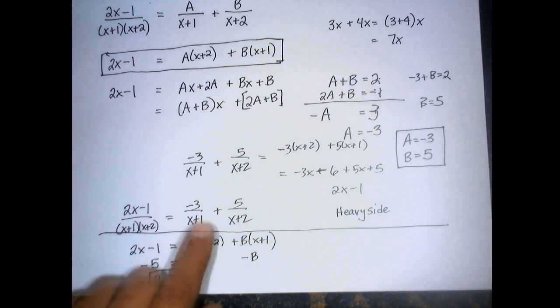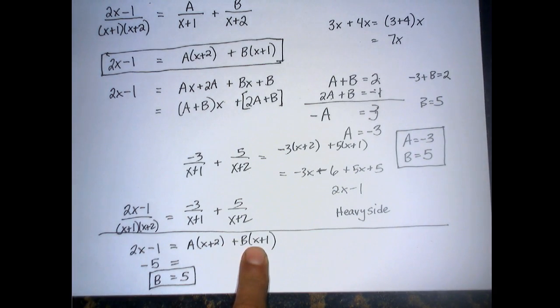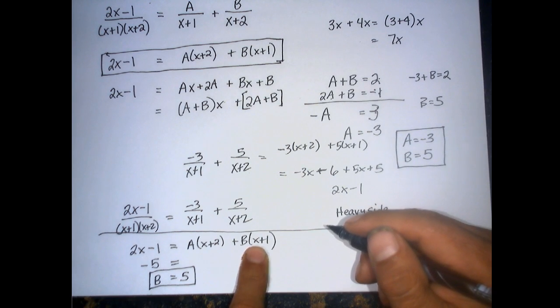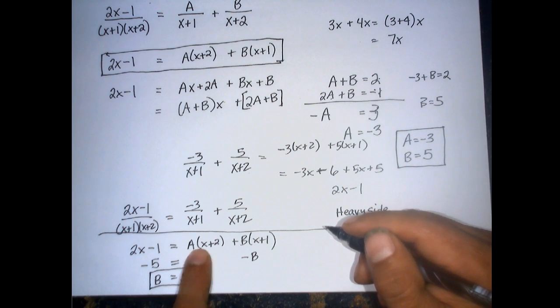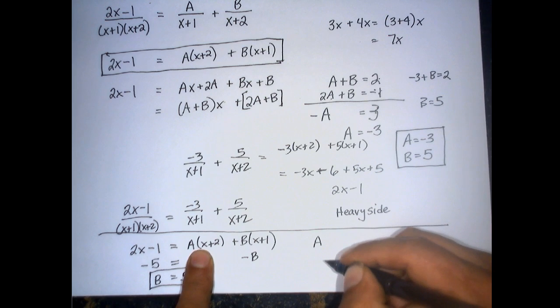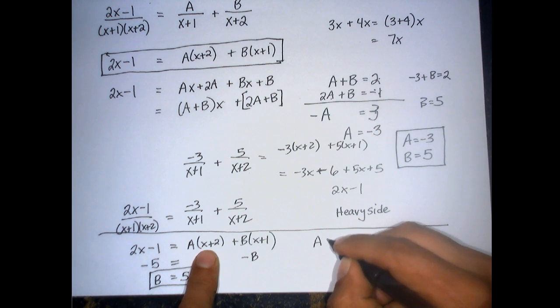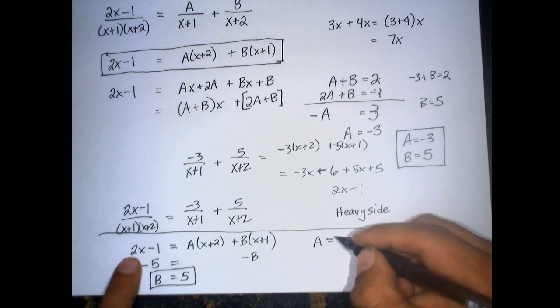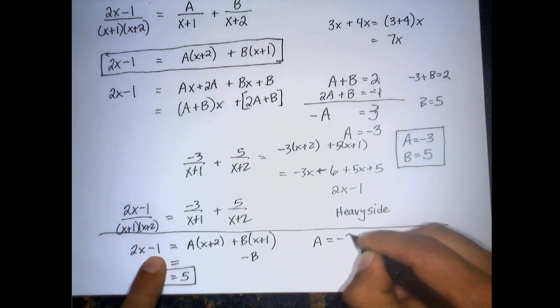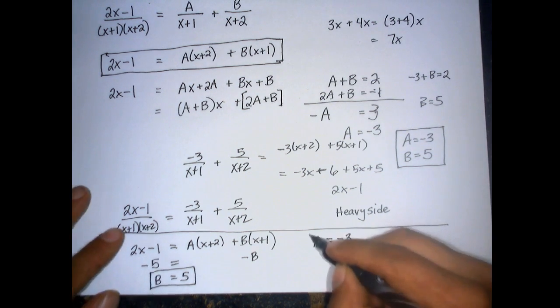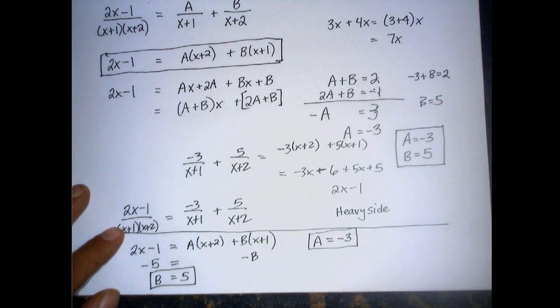Now let's do the same thing if x is negative 1. Right? This goes away. 2 minus 1 is a, right? 2 minus 1 is 1a, is equal to, here, x is negative 1. That's negative 2 minus 1 is negative 3. So a is negative 3. And that's the Heaviside Method.